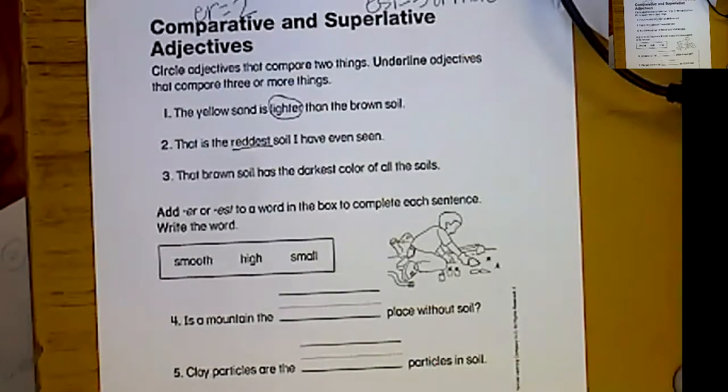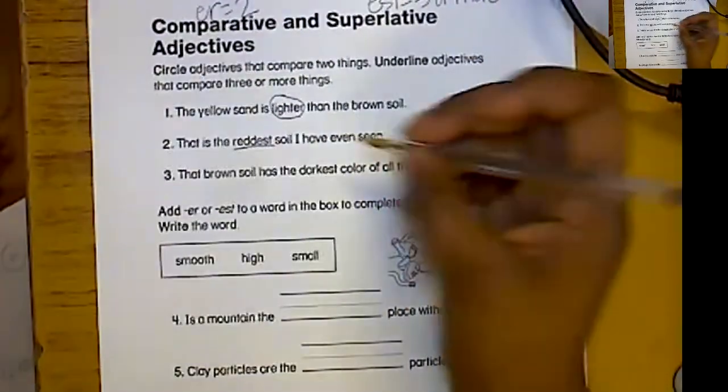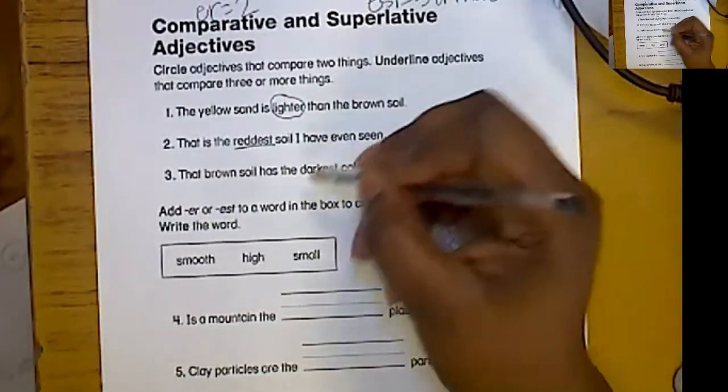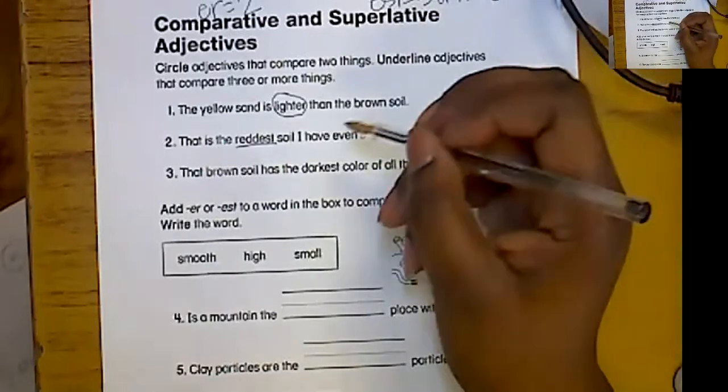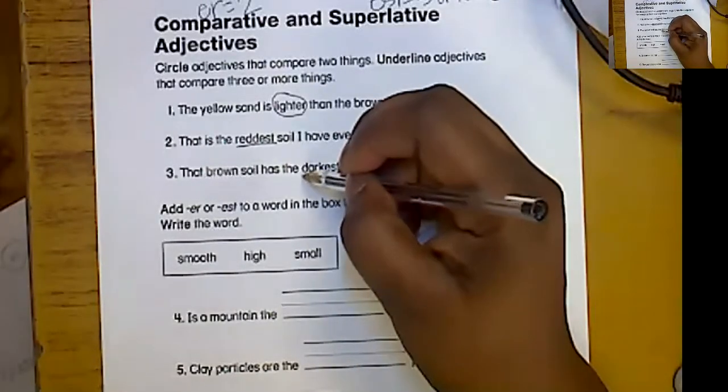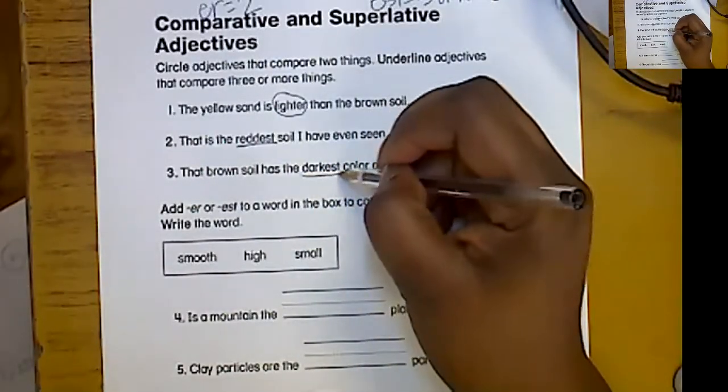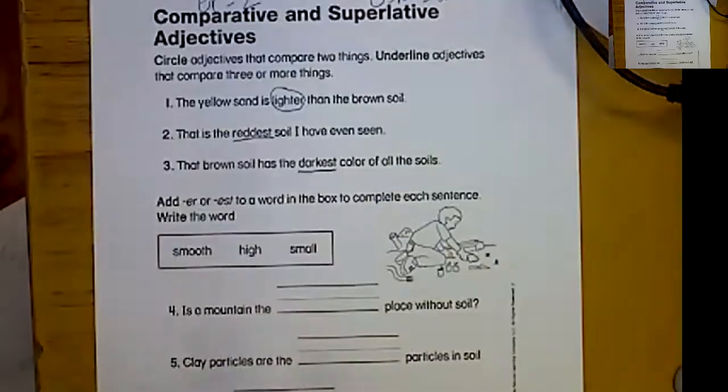Number three, that brown soil has the darkest color of all the soils. So our adjective is darkest. It ends with EST. And it compares the brown soil to all the other soils. So we're going to underline. You know, we have a lot of soil.